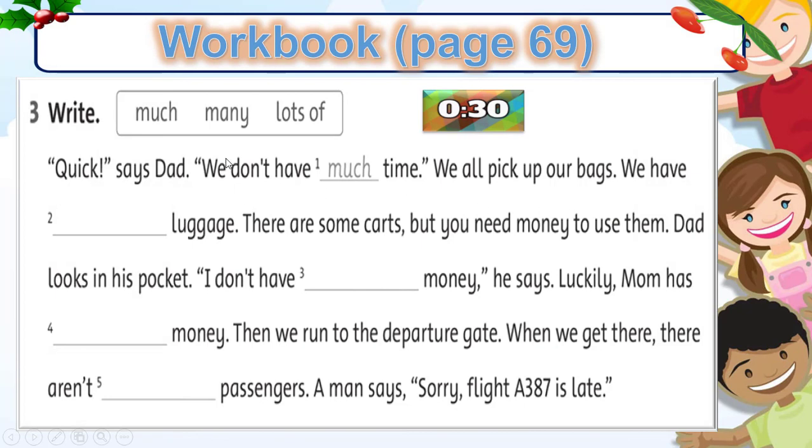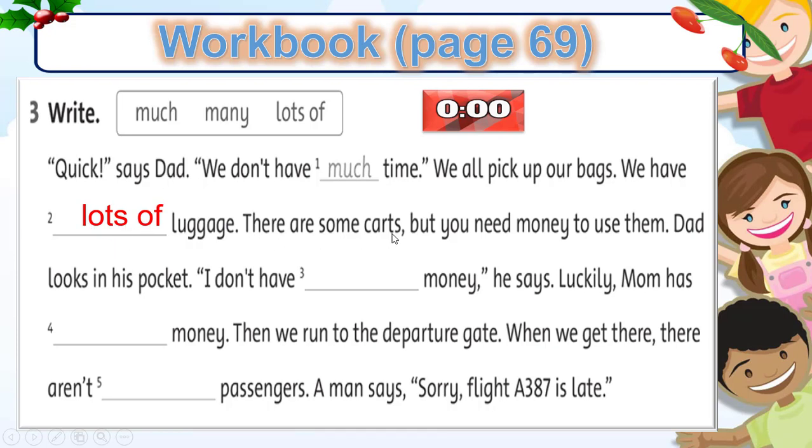Now, exercise number 3. You write much, many, and lots of in the blanks. So, 30 seconds for you. Time's up. Now, tell me your answer. Let's read. Wick says that we don't have much time. We want to pick up our bags. We have lots of luggage. Because the word luggage is uncountable, we can use the word lots of.